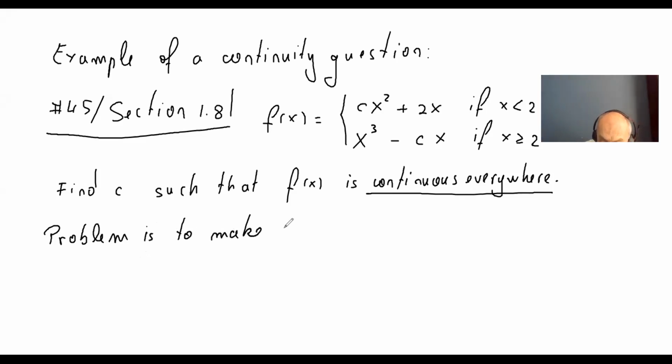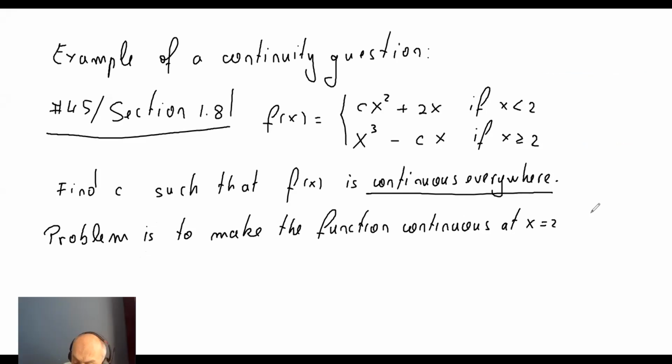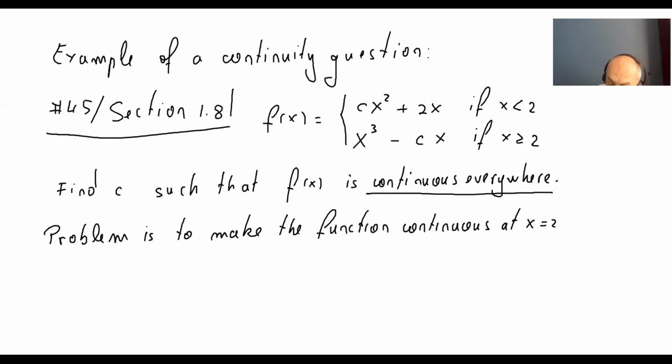to make the function continuous at x equals 2. Because besides x equals 2, the function is fine. So the function needs to be continuous at x equals 2.